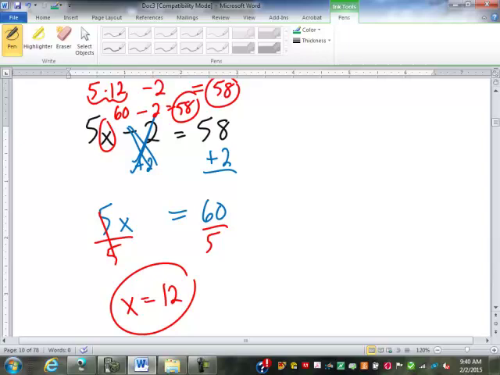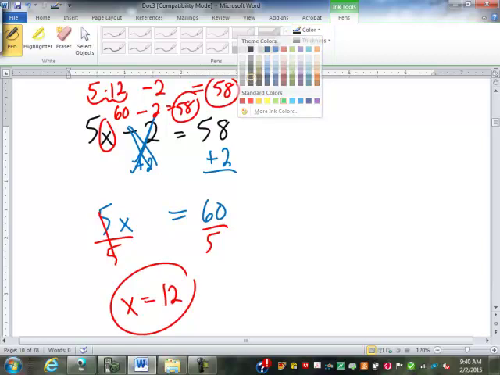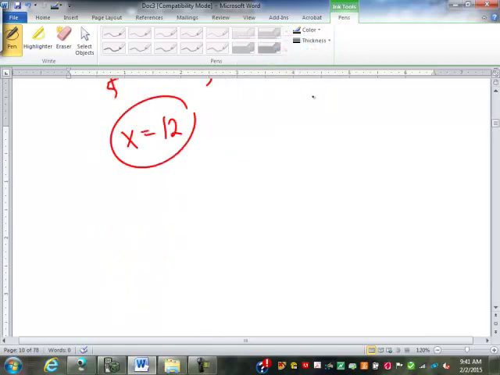Well, today we're going to look at some applications of these equations and where they come from. To do that, we're going to look at some geometry and geometric formulas and things like that. We're going to start out talking about some basic concepts in geometry.